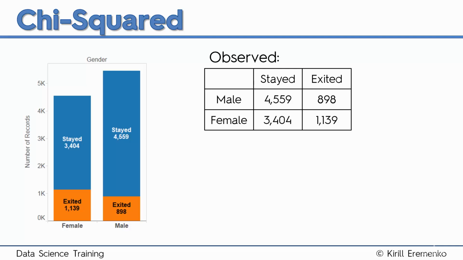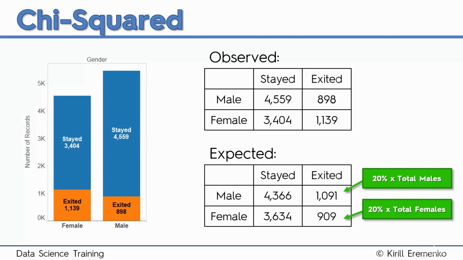Now in a chi-squared test, there's a second table that you need to create, and that table is called the expected table. I'm going to use my mouse here because it's pretty important. So you've got a total of male customers. You take these two, you add them up, and it gives you a total number of male customers, right?